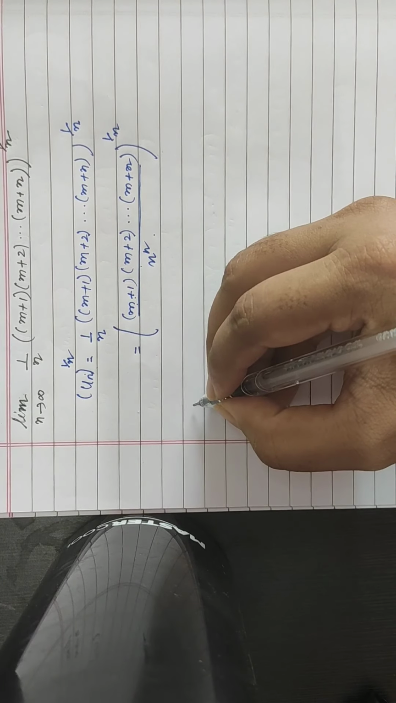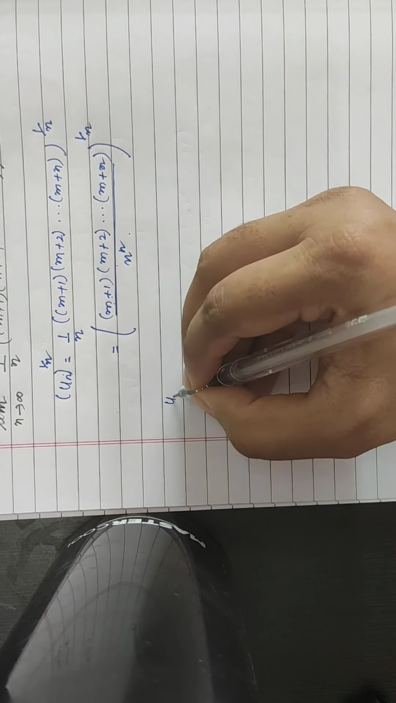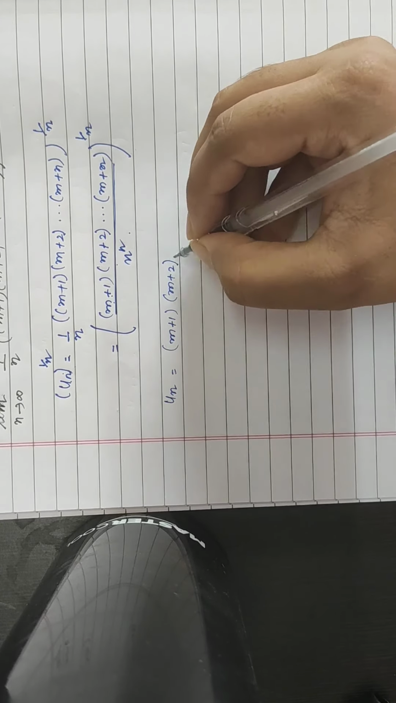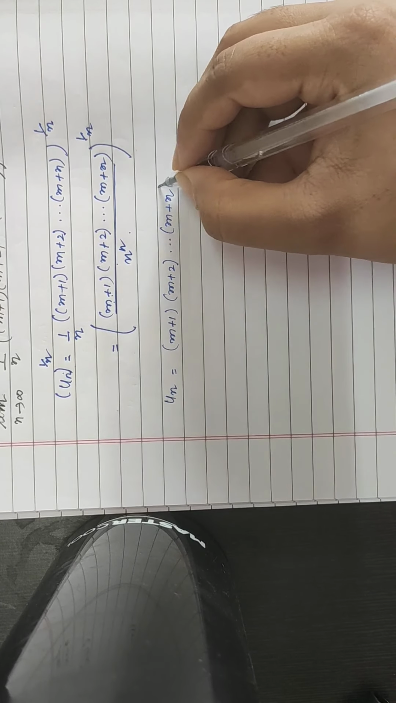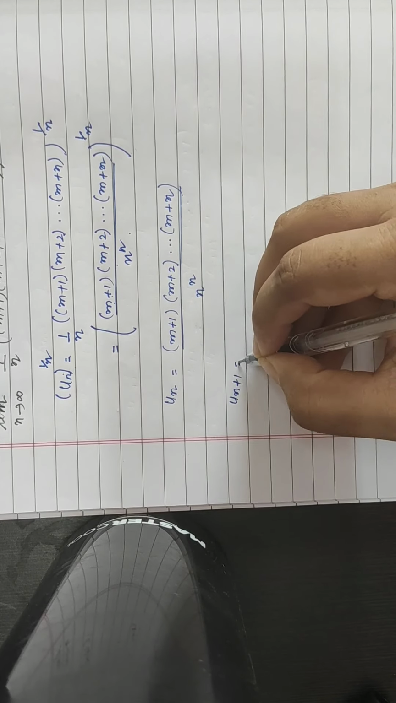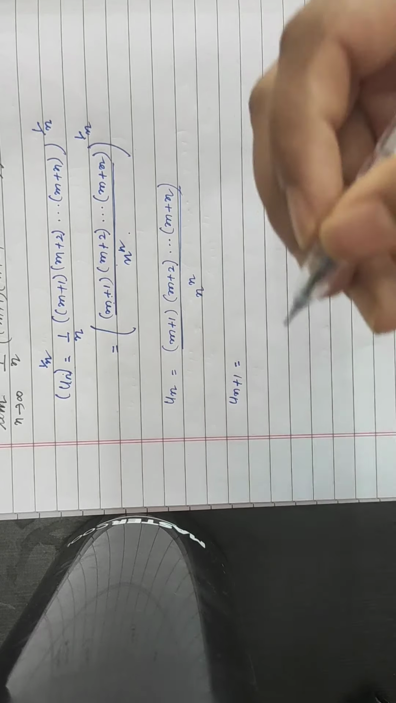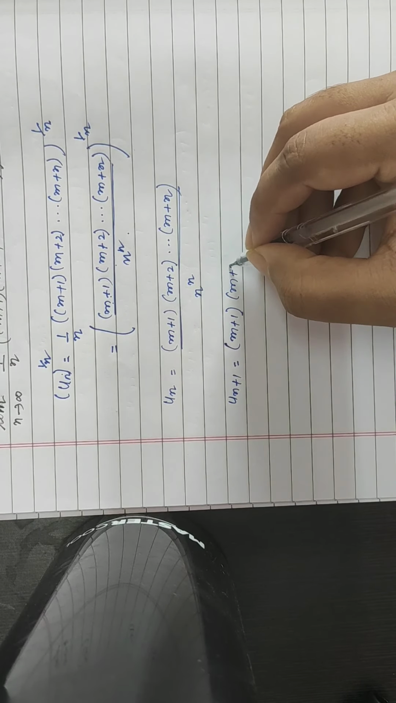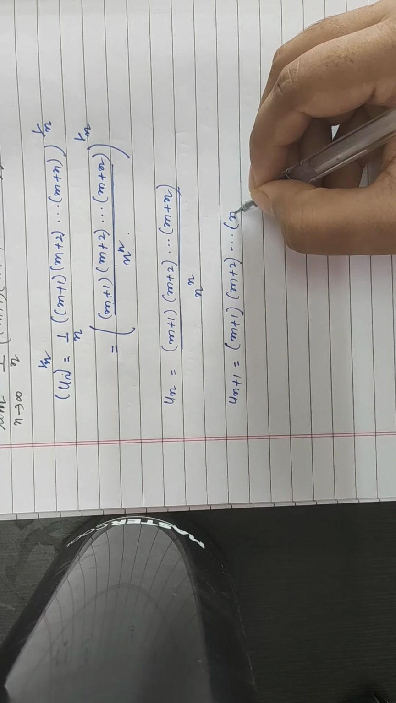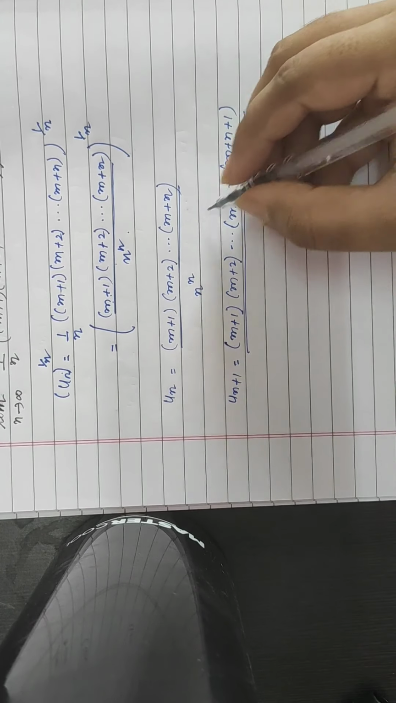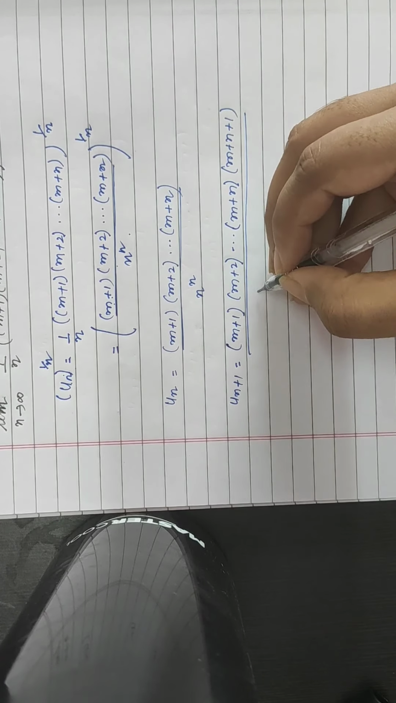Now let's deduce the nth term. We can write the nth term will be equal to (n+1)(n+2)...(n+n) by n to the power n. Now what will be the u_(n+1) term? Why are we taking the u_(n+1) term? I will show you a theorem so that it will be clear. So the u_(n+1) term will be this one. I hope this is clear. We have done nothing; we have just replaced n with n+1.